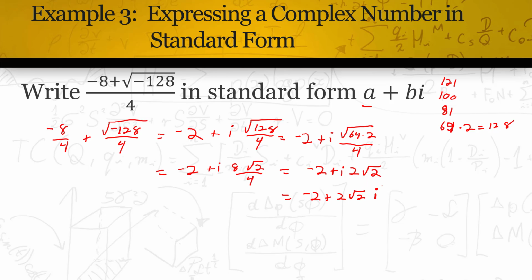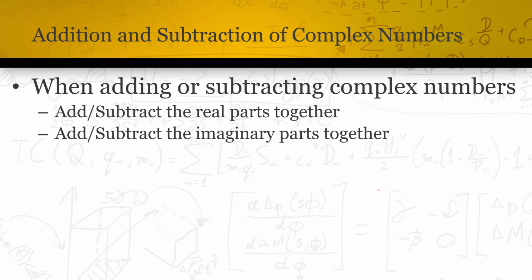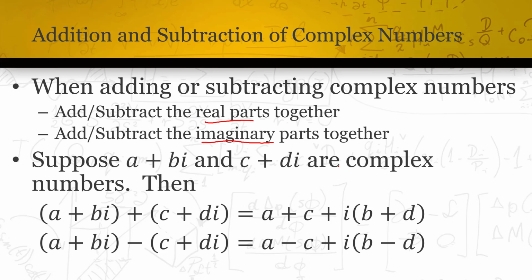Okay, so now we want to talk about basic operations of complex numbers, and that would include addition and subtraction. Now, when you add and subtract complex numbers, you have to treat the real parts and the imaginary parts separately. They cannot combine, at least in terms of addition and subtraction. Okay? So suppose you have two numbers. One is a plus bi, the other one is c plus di. How does the addition and subtraction work?